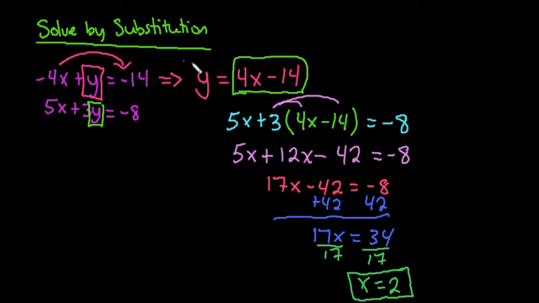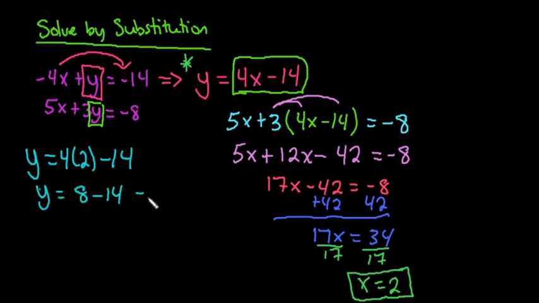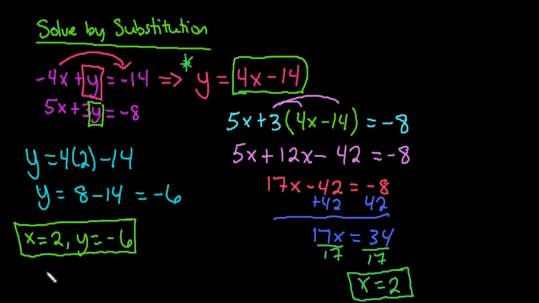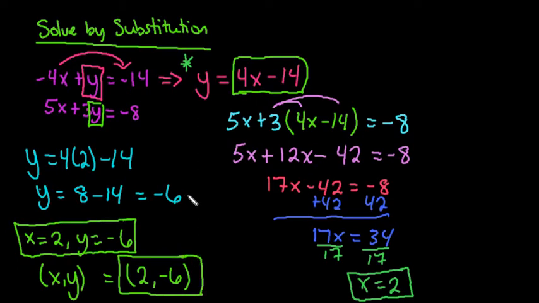I'm going to plug it back into this one where y was already solved for. So we would have y equals 4 times 2 minus 14. So we end up with y equals 8 minus 14, which is negative 6. If your teacher is okay with it, you can leave it as x equals 2, y equals negative 6. Or if you need to write it as an ordered pair, remember it's always x comma y. So you could write it as 2 comma negative 6.